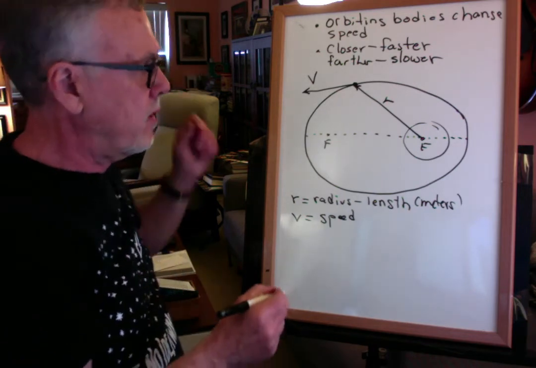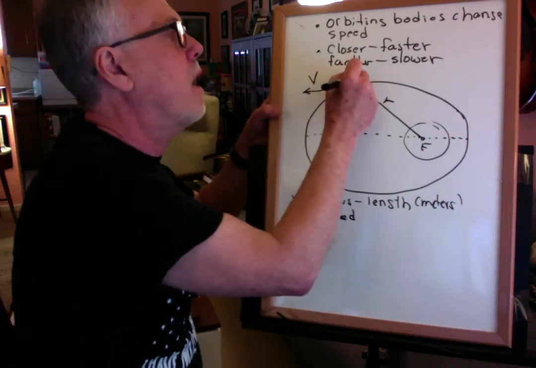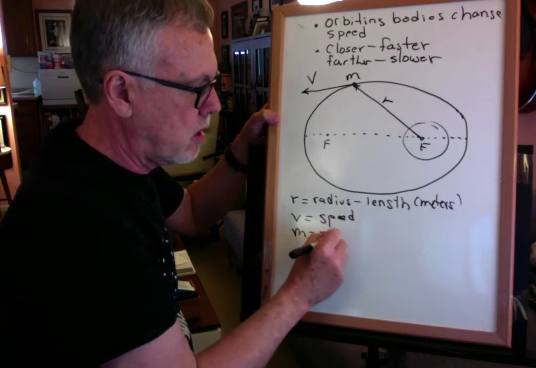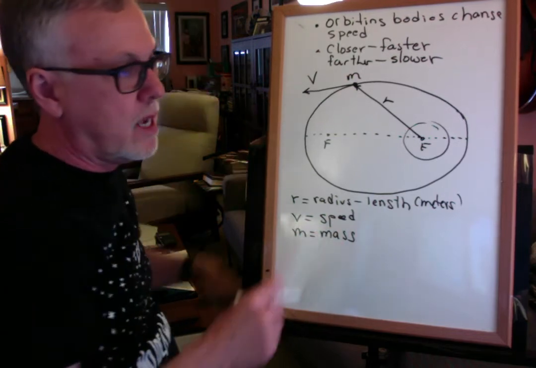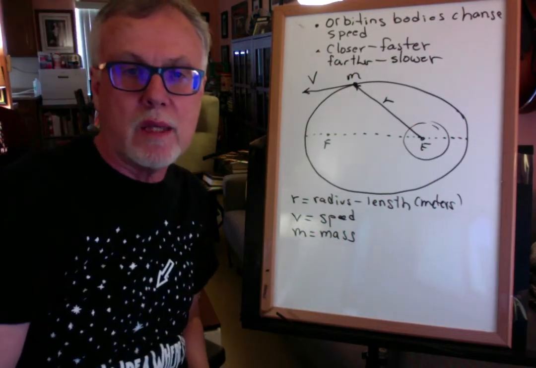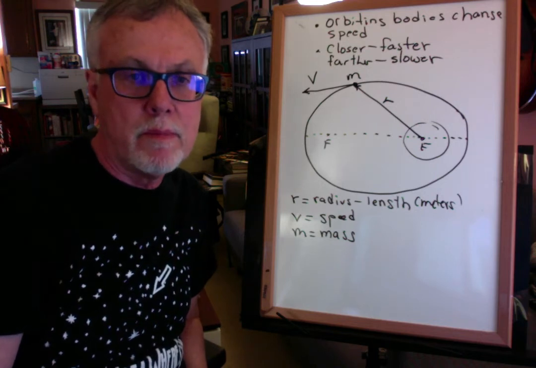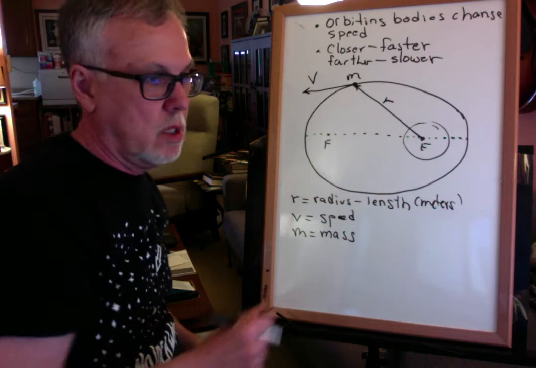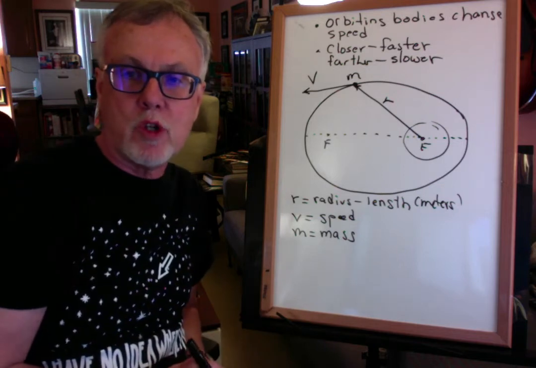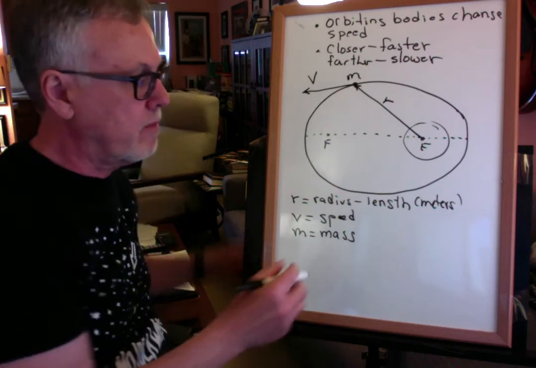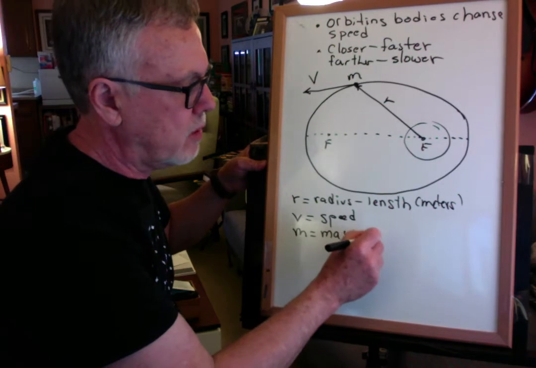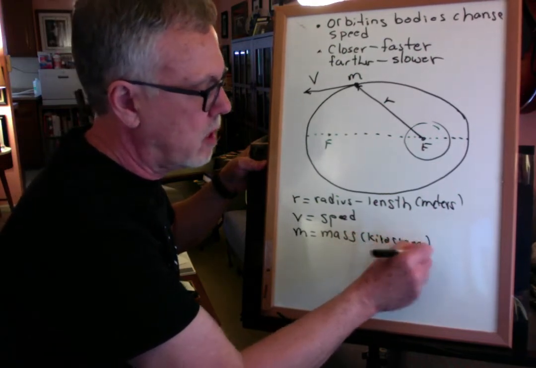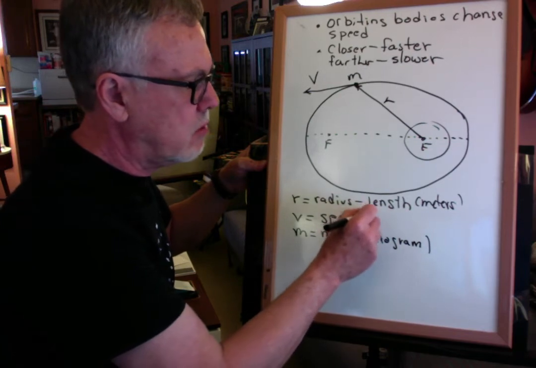And then we have the mass of the object. So m is the mass of the object. And of course, in this case, it is the mass of the satellite that's actually orbiting the moon. And the mass, remember, is just a measure of how much matter an object is made from. The unit of this is the kilogram, as we've learned in class. This is in meters per second.